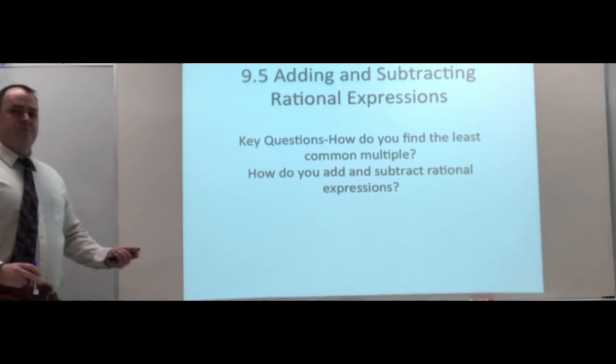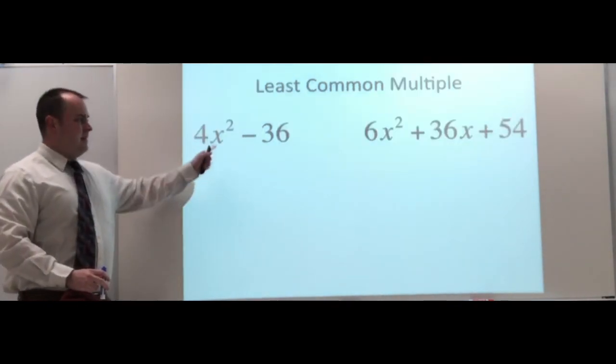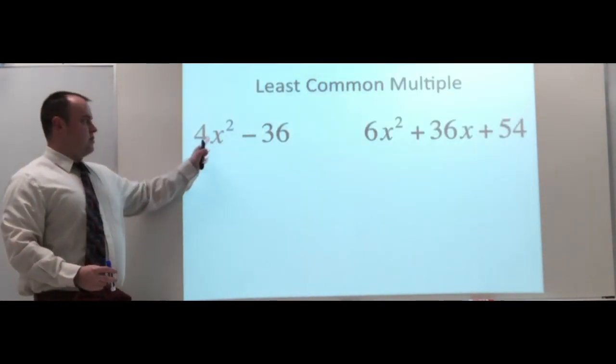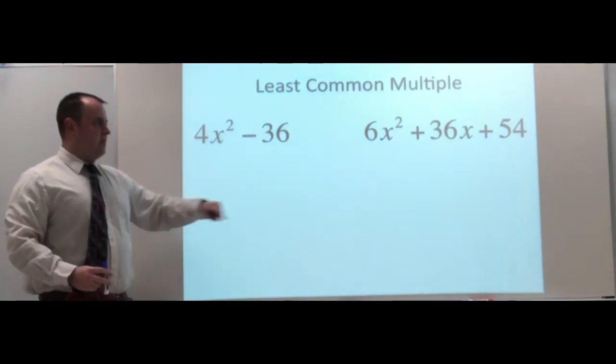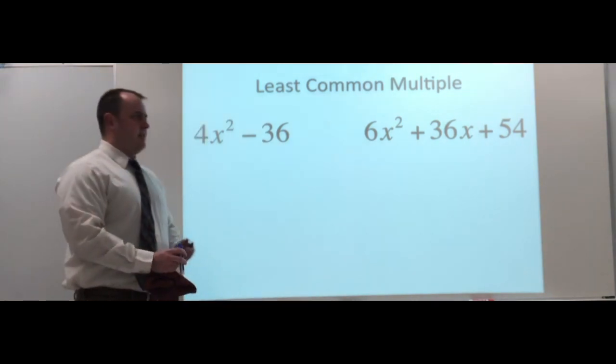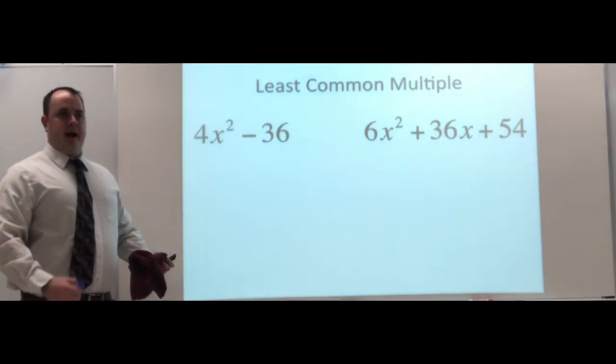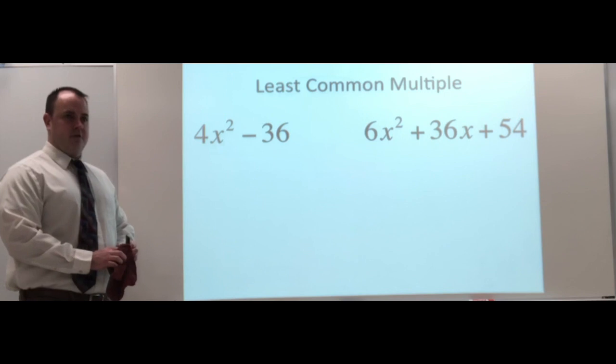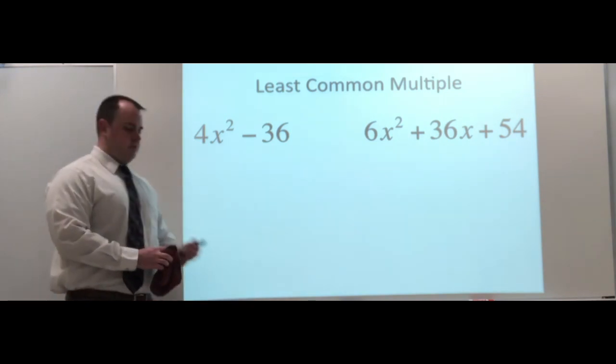Right. So rational expressions get a little more complicated because the expressions are not a single integer. 4x squared minus 36. 6x squared plus 36x plus 54. Now, I've been saying a lot this chapter, the better you can factor, the easier this is going to be. That's the first step. You need to break this down as much as possible.